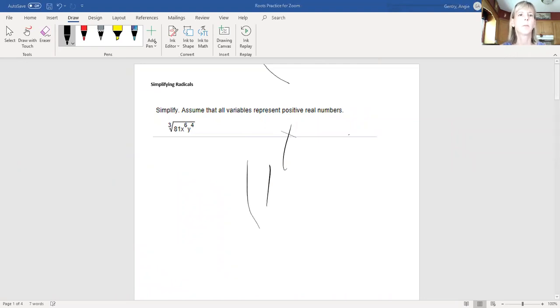Oh, I'm using my mouse and it doesn't work. Hard.